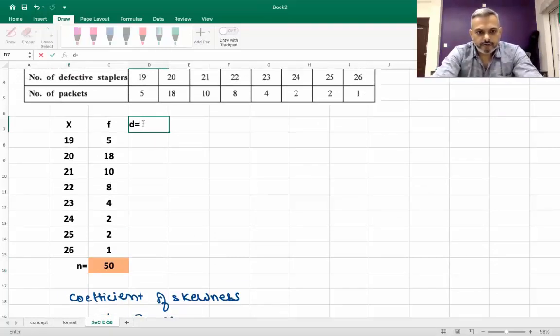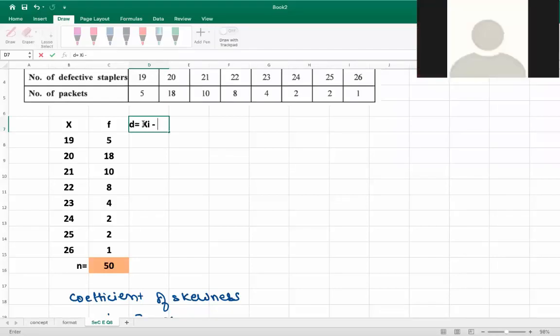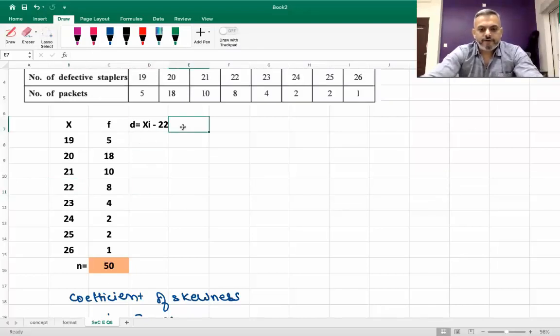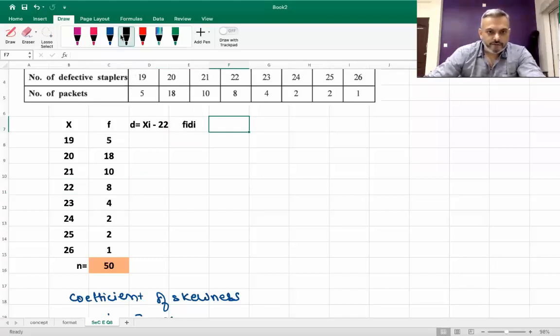D is equal to x i minus assumed mean. We can take 20 as assumed mean, because it has the highest frequency. You can also take 22 if you want. Okay, if you want 22, let's take 22. Okay, and then we will have to find out Fi di and then Fi di square, because we have to find the standard deviation.